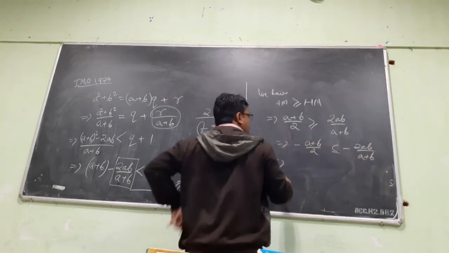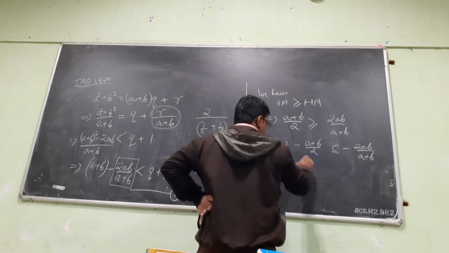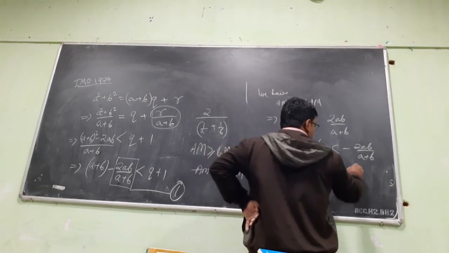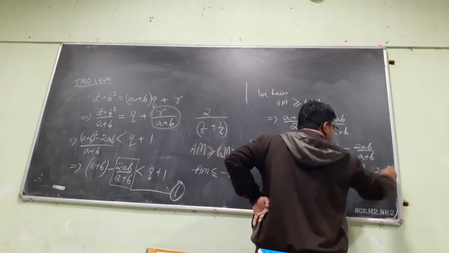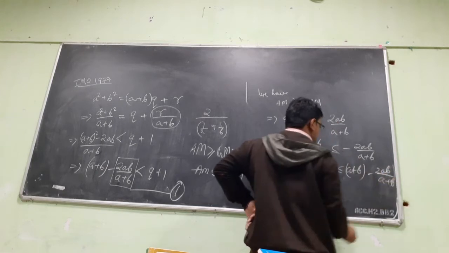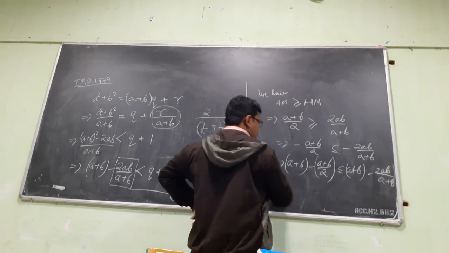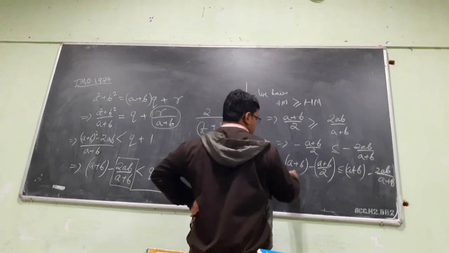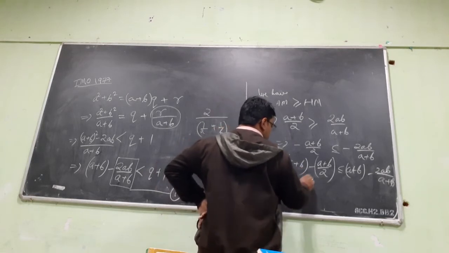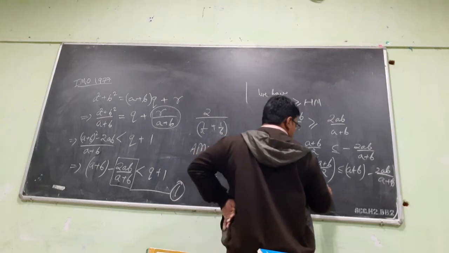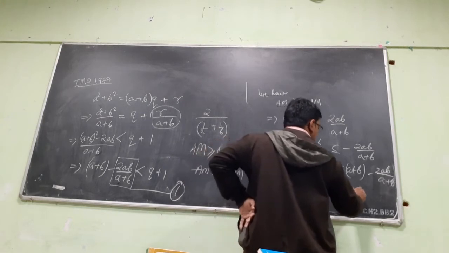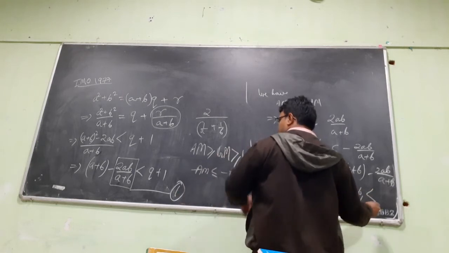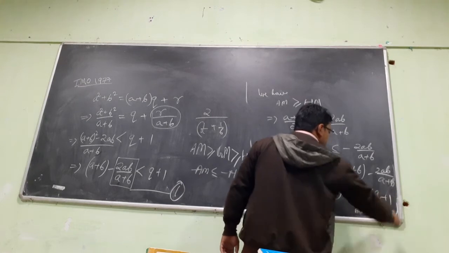So that means you add a plus b on both sides. So it is a plus b minus a plus b by 2 less than or equal to a plus b minus twice ab by a plus b. Okay, so what is this? This is actually a plus b by 2 is less than or equal to a plus b minus twice ab by a plus b. Okay, and by equation 1, this is strictly less than q plus 1.